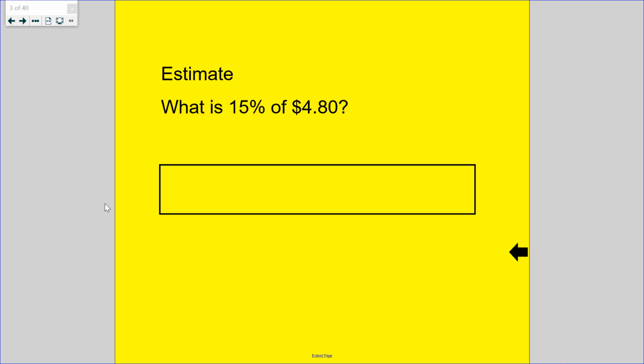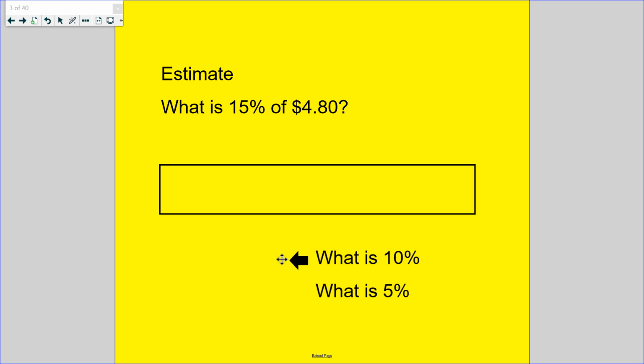I completely agree. So what is 15% of $4.80? You are given some fraction towers. You're given a picture, many ways you can do this. How are you going to solve it? Well, welcome back. Now let's see how you're going to approach this.